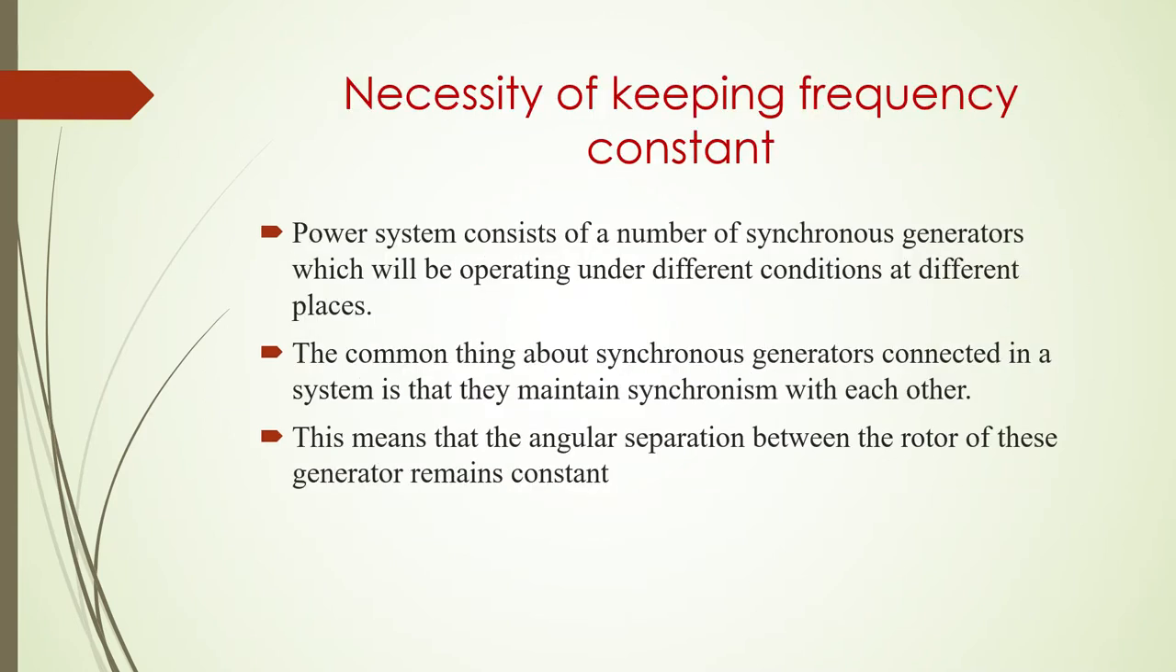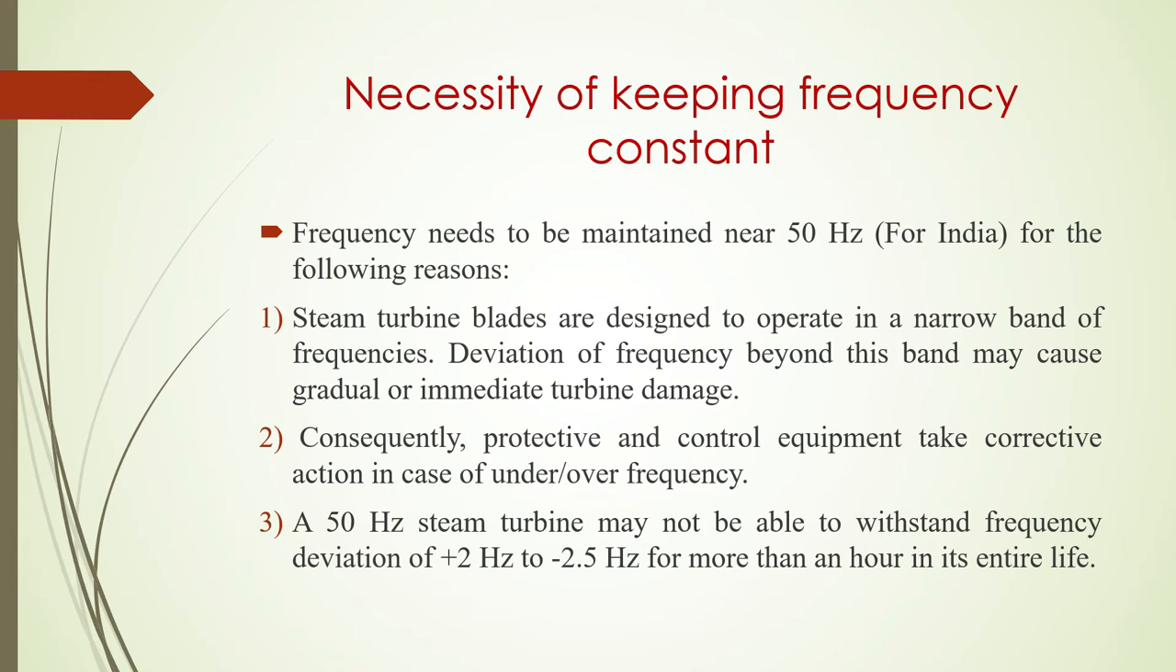Now let us see a very important concept of why we have to maintain the frequency as constant. Power system consists of a number of synchronous generators which will be operating under different conditions at different places. The common thing about synchronous generators connected in a system is that they maintain synchronism with each other. So this means the angular separation between the rotors of the generators will remain constant. Frequency needs to be constant, that is, it has to be 50 Hz for the following reasons.